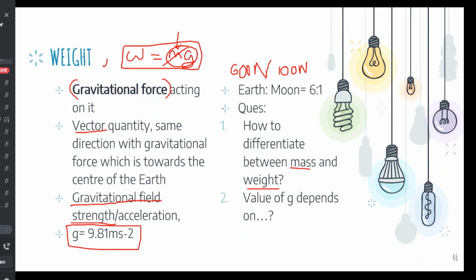So when your mass is constant, your weight depends on your gravitational acceleration. Meaning if your gravitational acceleration increases, your weight will also increase. So according to this ratio, can you guess the gravitational acceleration of the Earth versus the gravitational acceleration of the Moon? Which one is higher?